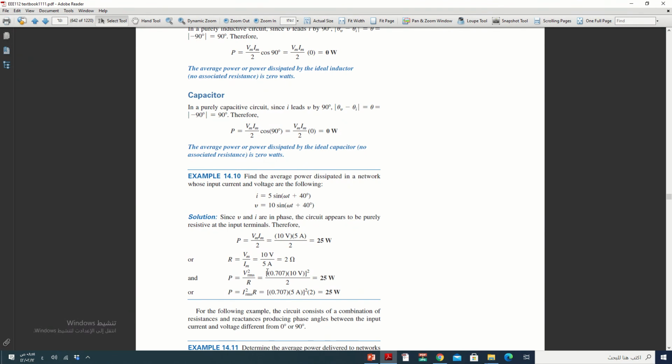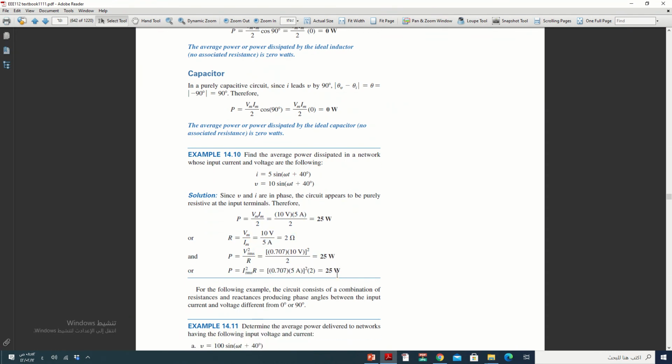If you need to find the resistor, V peak over I peak gives 2. You can apply the other forms of power, V squared RMS divided by R, or I squared RMS multiplied by R. You will get the same answer with any formula.